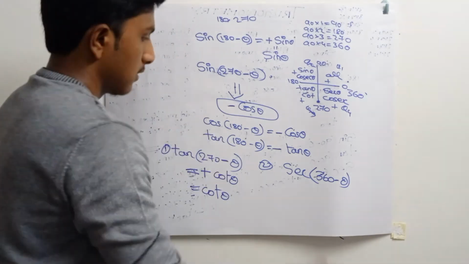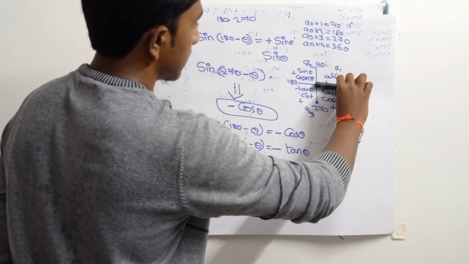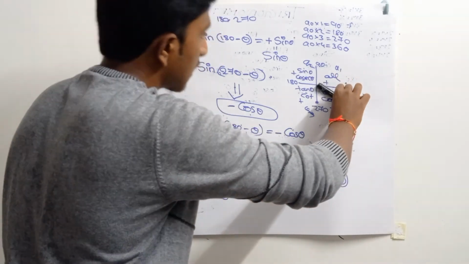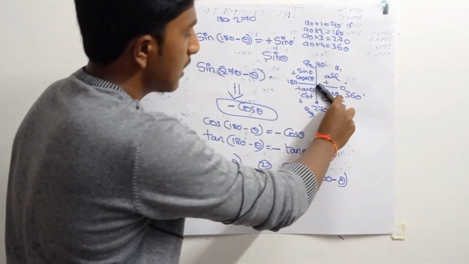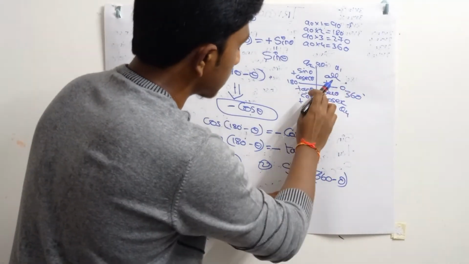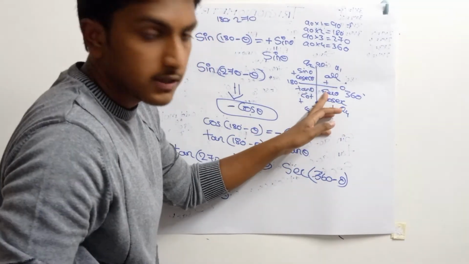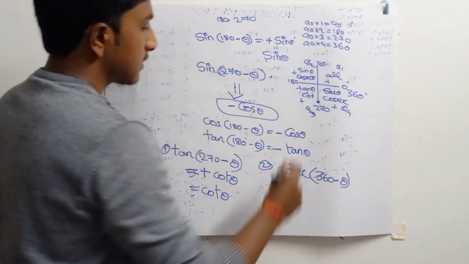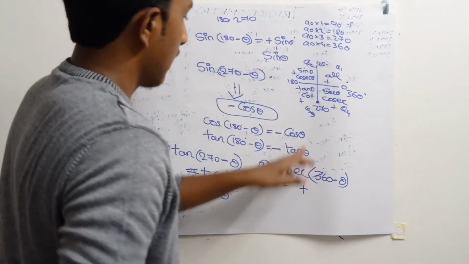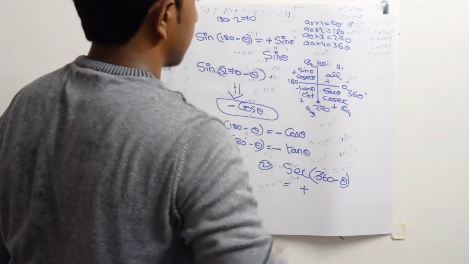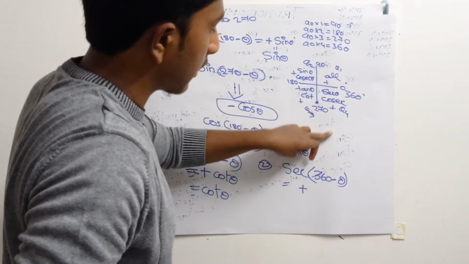Now come to this, guys. Secant 360 minus theta. 360 means the pointer stands here. 360 minus means it comes to the fourth quadrant. In the fourth quadrant, check whether secant is positive or negative. Here, secant is positive. So secant 360 minus theta is positive in the fourth quadrant.